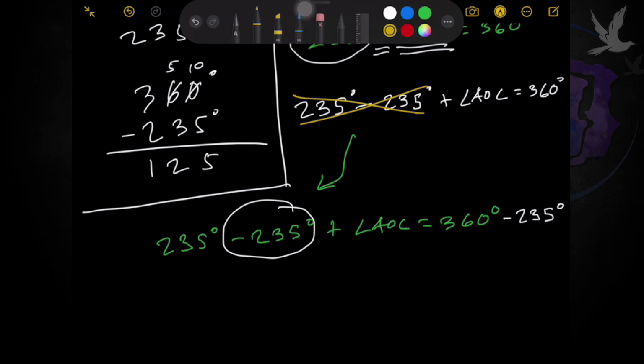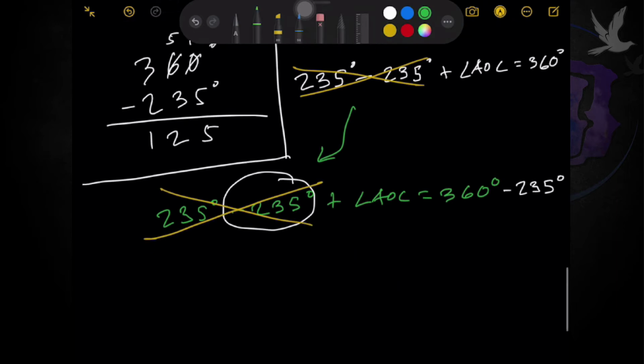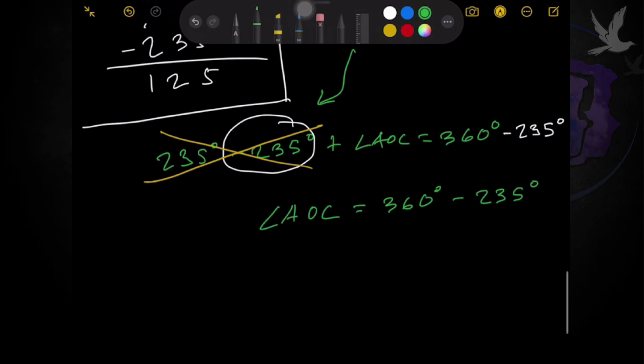Okay? Like what I did earlier, cancel this part. So we are now left with angle AOC is equivalent to 360 minus 235. And doing so, this is now equivalent to 125 degrees.